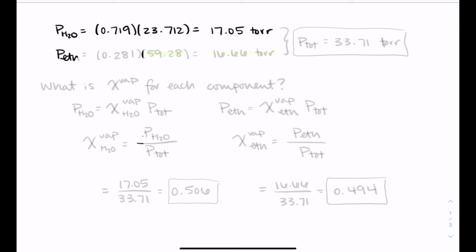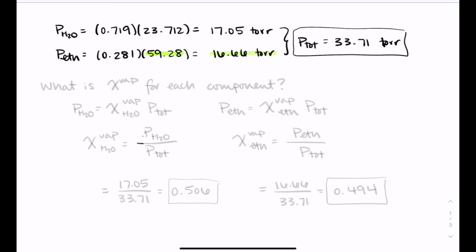And I have this highlighted here, right? In terms of mole fraction, 0.719 for water, 0.281 for ethanol. There's a lot more water in mole terms in this solution, but the vapor pressure of ethanol is so much higher than the vapor pressure of water that we get pretty near equal contributions to the vapor phase from the components in the liquid. All right, so add those two together to get the total pressure. The total pressure is 33.71 torr, 17.05 of it coming from water, 16.66 of it coming from ethanol.